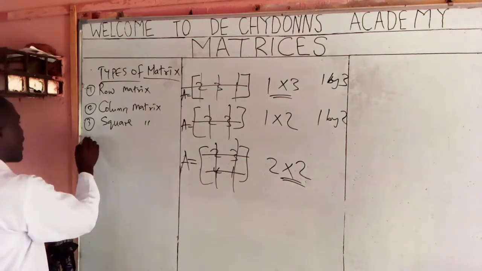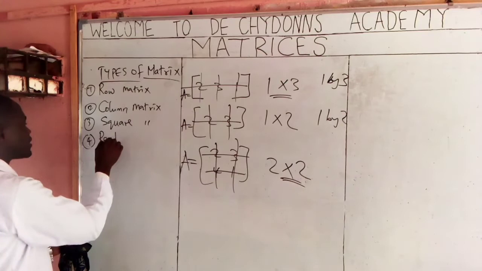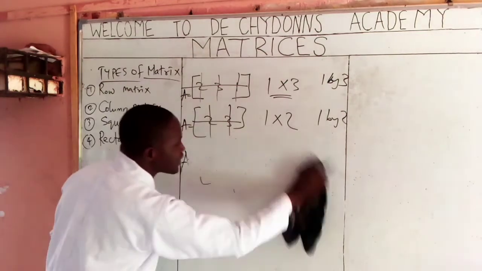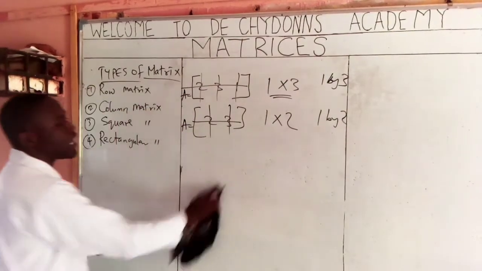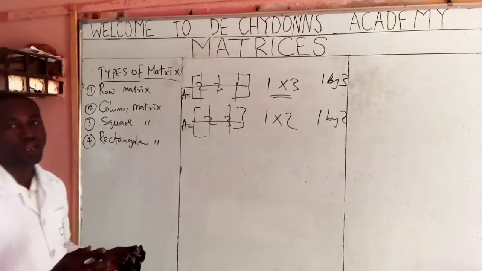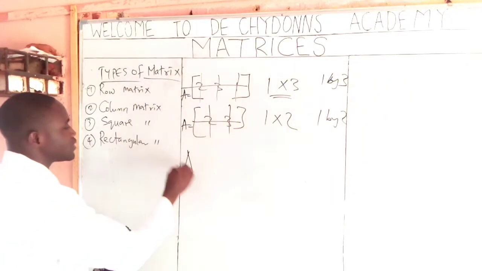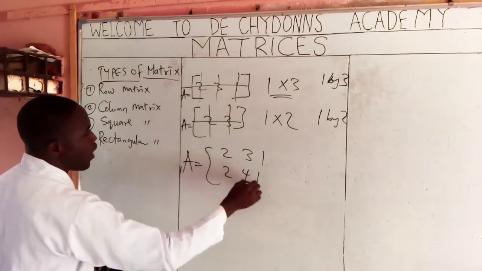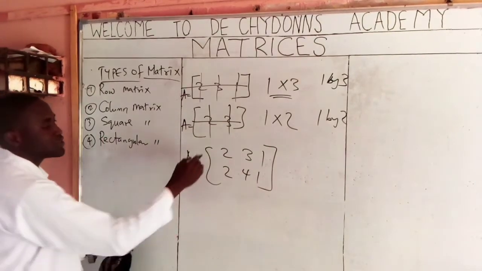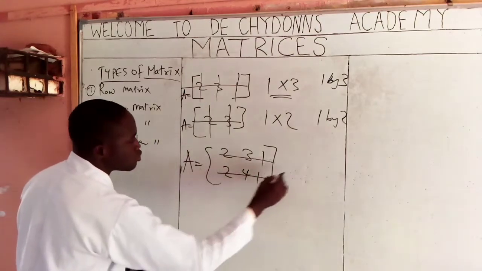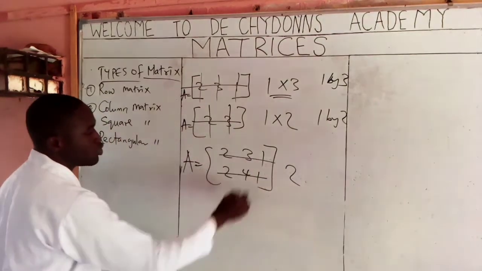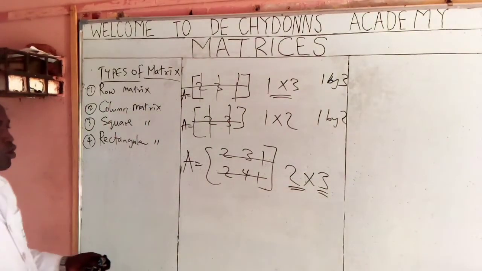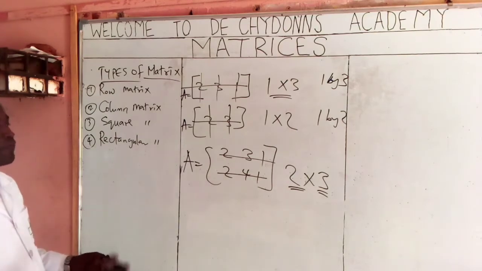We go to the next one, rectangular matrix. Rectangular matrix is a matrix that has an unequal number of rows and columns. Matrix A equals 2, 3, 1, 2, 4, 1. How many rows does this have? 2. How many columns? 1, 2, 3. 2 by 3. So they don't have an equal number of rows and columns. The number of rows and number of columns varies.